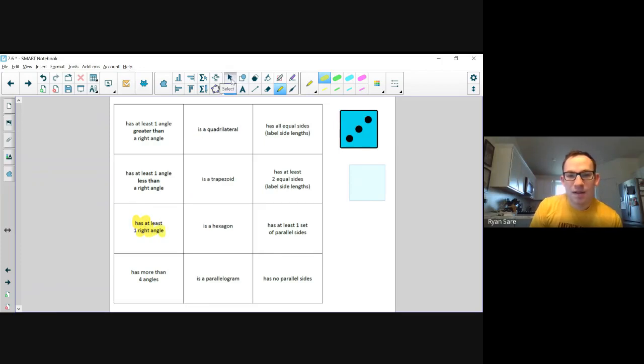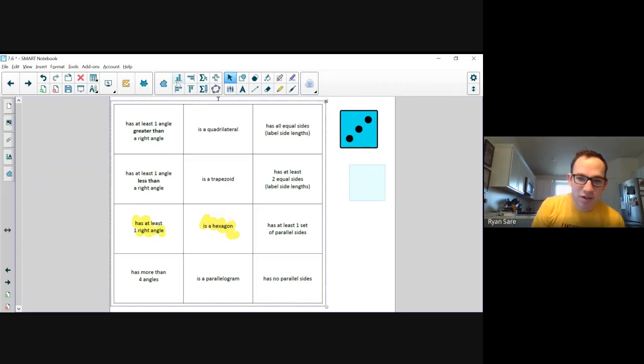Okay. Now, let's look at our second characteristic. Keep rolling 6s. Another 3. One right angle is a hexagon. And finally, oh no, we could do a 4. Well, I can't flip back. Has no parallel sides. It's going to be a little tricky, but let's see if we can do this.